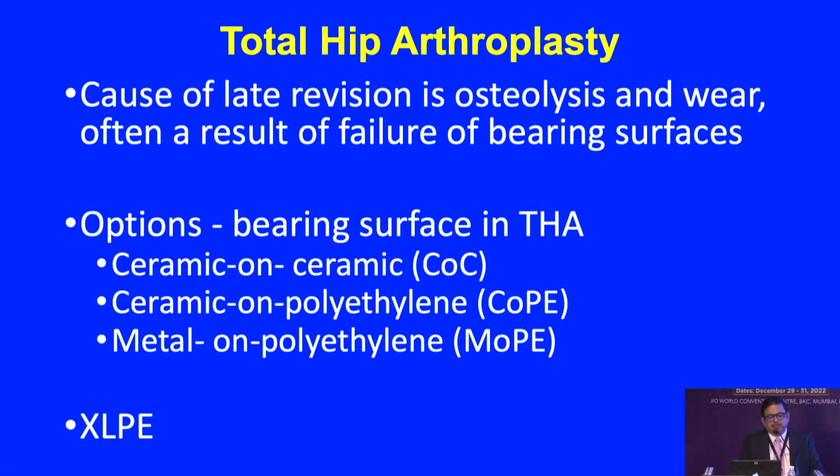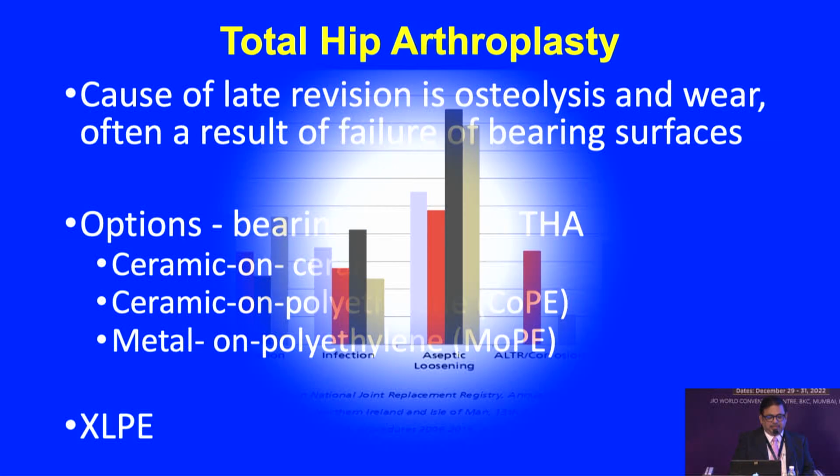Now, with the advent of so many bearing surfaces, the science has evolved, and then we have ended in only 3 options now: ceramic and ceramic, or you have a ceramic on poly, and metal on poly. The ultra high molecular weight polyethylene, and you can say the cross-linked polyethylene, is an advent which is added. Okay, so that has a little bit changed the use of ceramic on poly, and probably has got an equal result as in ceramic and ceramic.